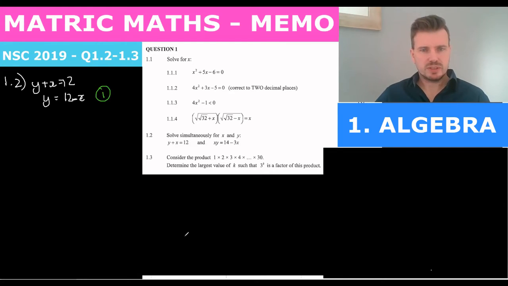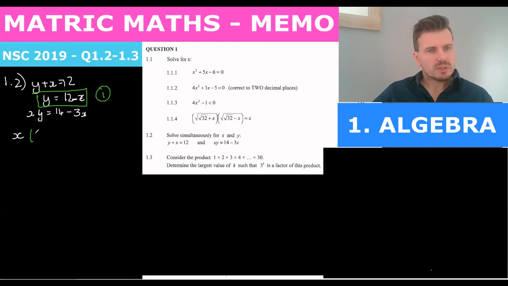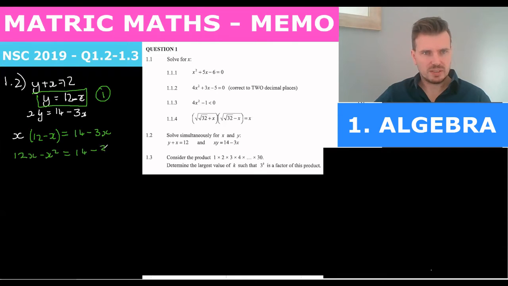Okay, so what we're going to do is, into the second equation, well, the second equation is xy equals 14 minus 3x. We're going to put in, for y, this 12 minus x, because y we know is 12 minus x, not 3x. So we put that in: (12 minus x)x equals 14 minus 3x. We times it out. 12 times x is 12x minus x squared equals 14 minus 3x.